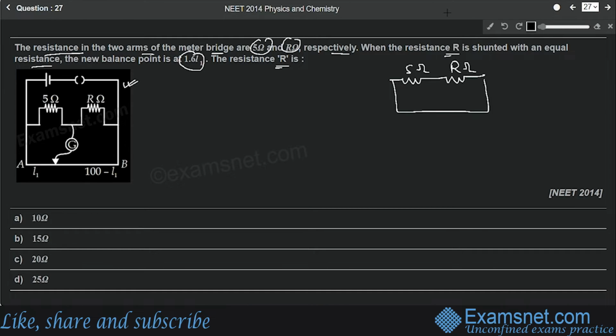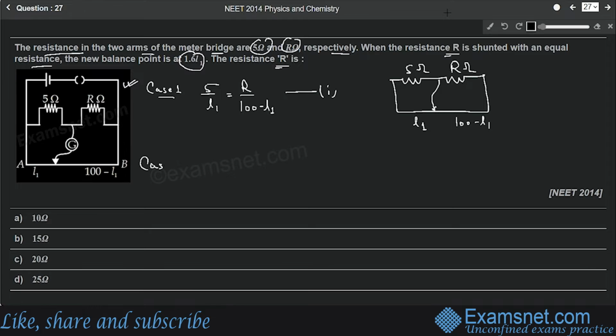Now, if this is the balance point, on the left side the length is L1 and on the right side the length is 100 minus L1. Okay, this is the first case. So for this case, that is case 1, 5 by L1 will be equal to R by 100 minus L1. So let's write it as equation number 1.